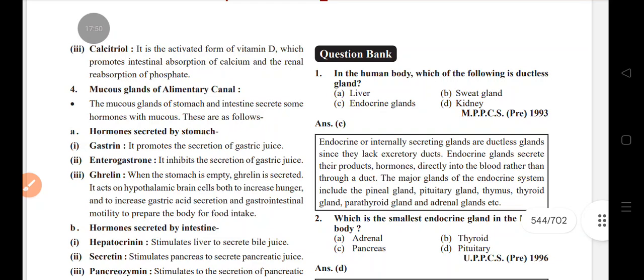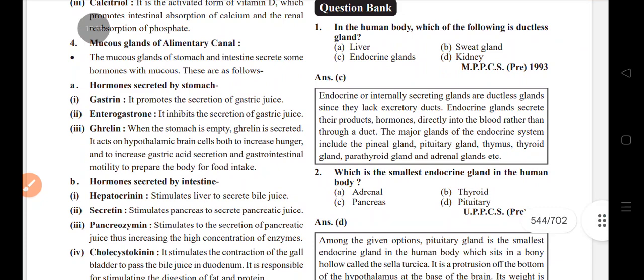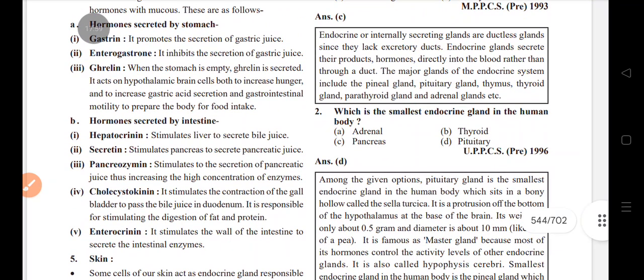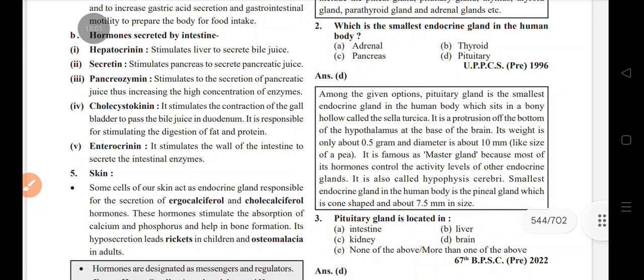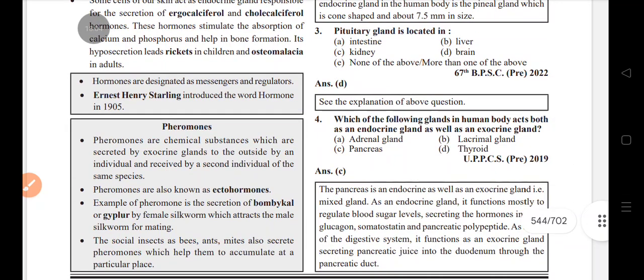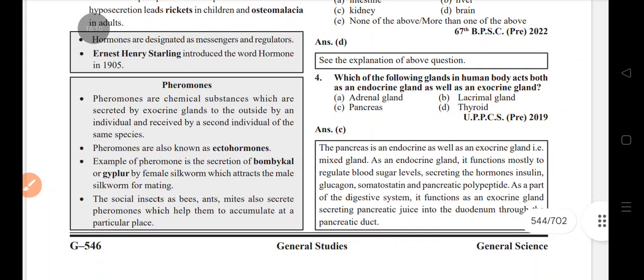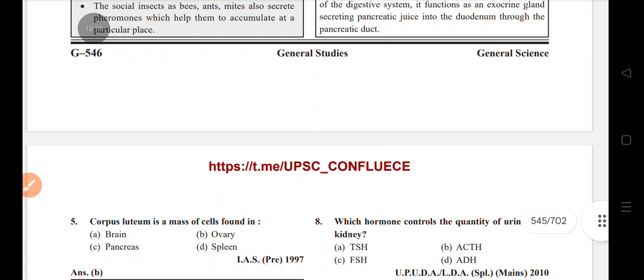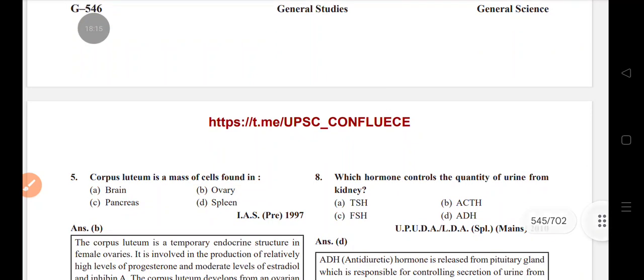In the human body, which of the following is a ductless gland? Endocrine gland. The smallest endocrine gland in the human body: pituitary. The pituitary gland is located in the brain. Which gland in the human body acts as both an endocrine and an exocrine gland? Pancreas. The corpus luteum is a mass of cells found in the ovary.